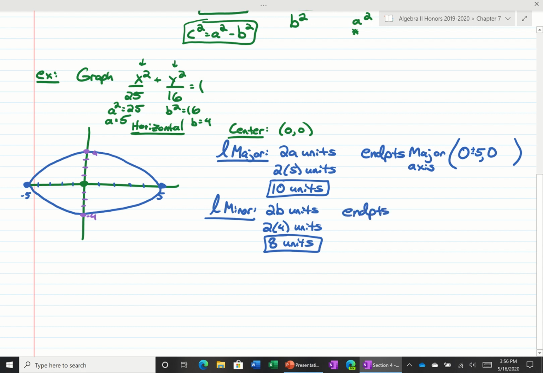The endpoints of the minor axis, we're going up and down for that. So you take your center, but you would be adding and subtracting 4 to the y value.